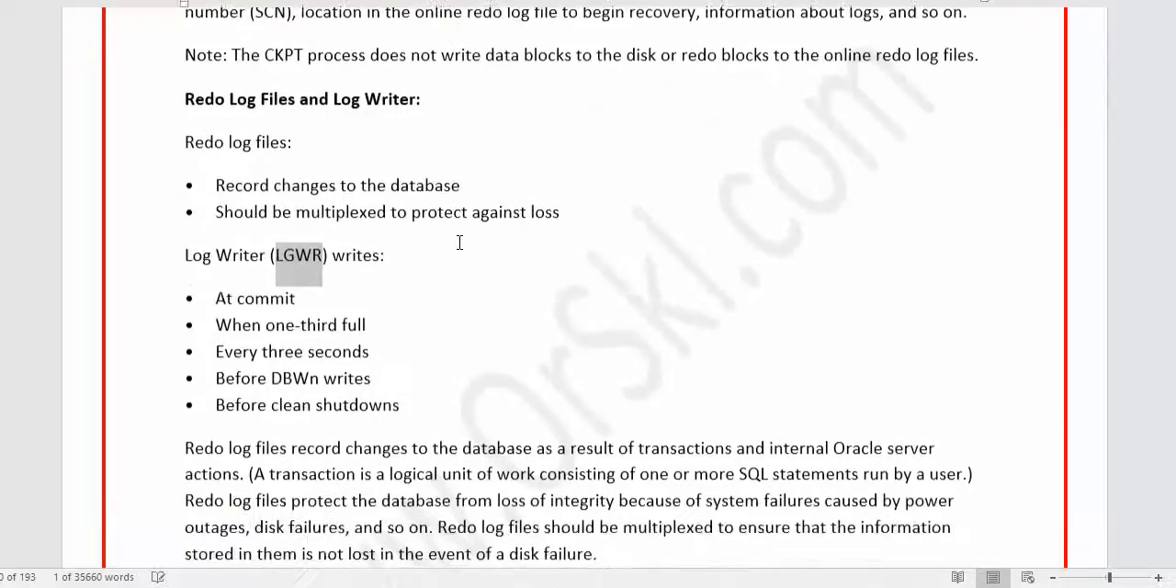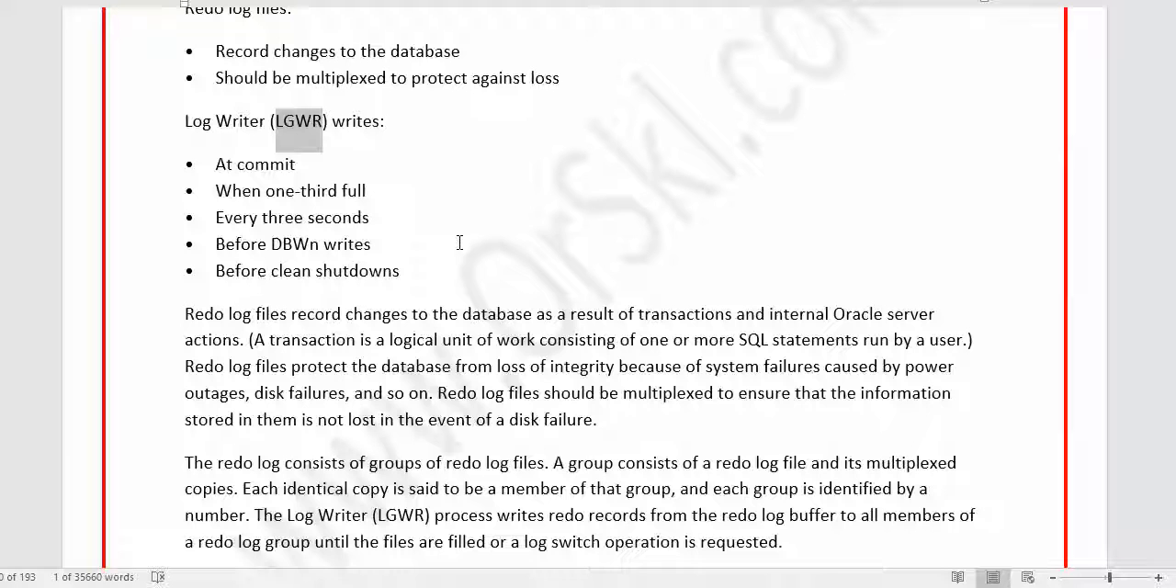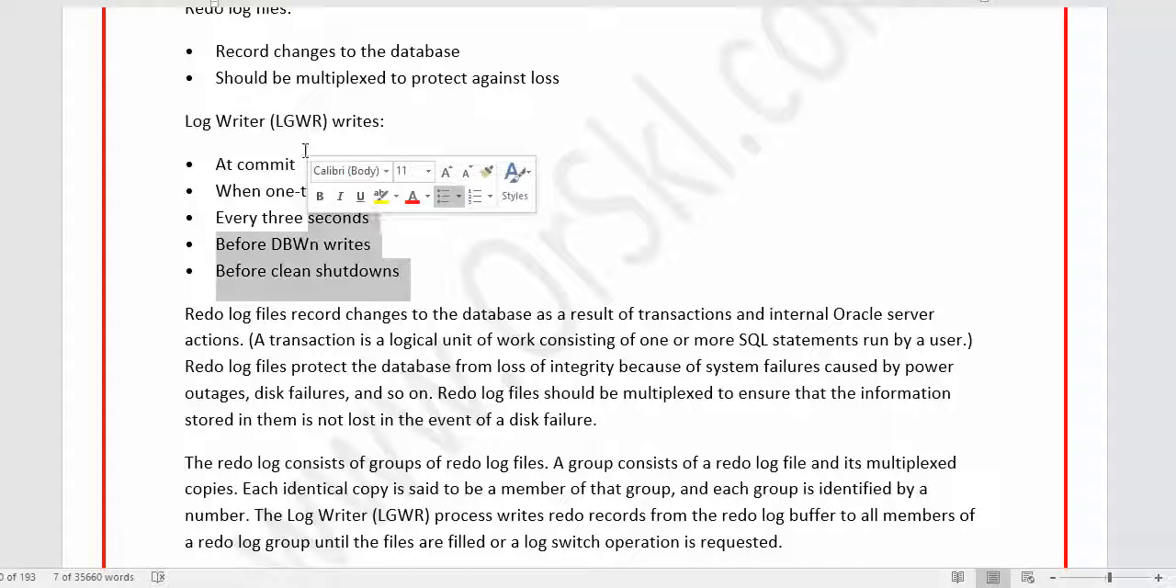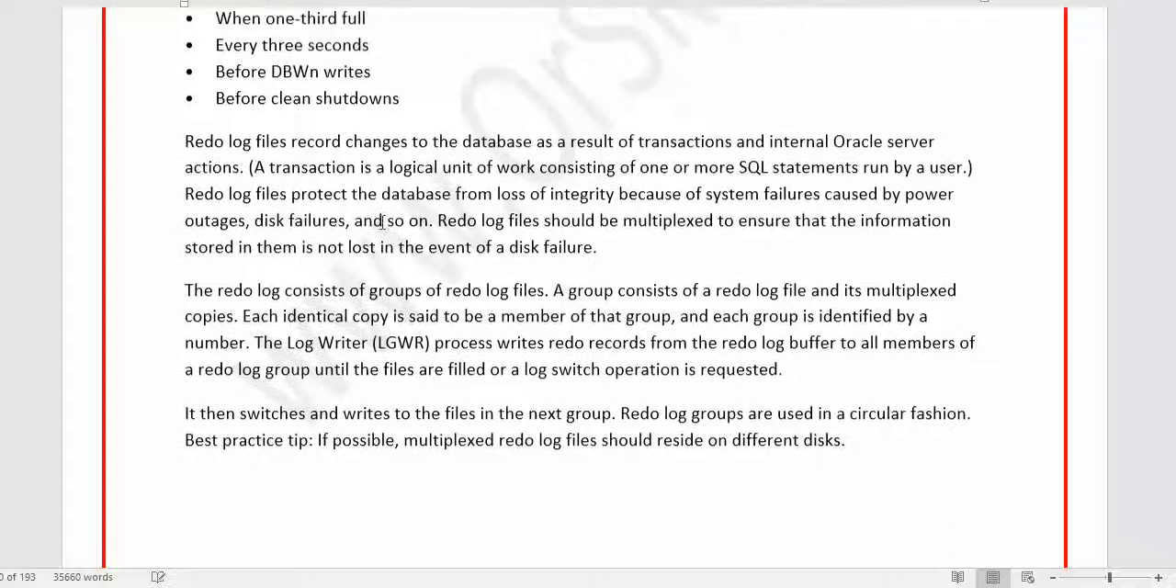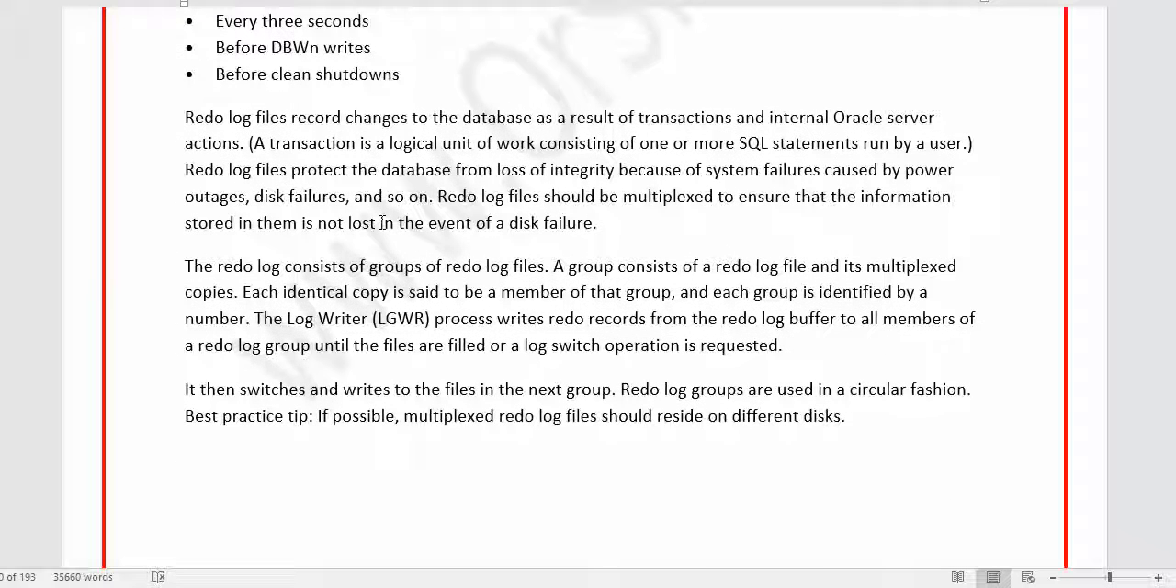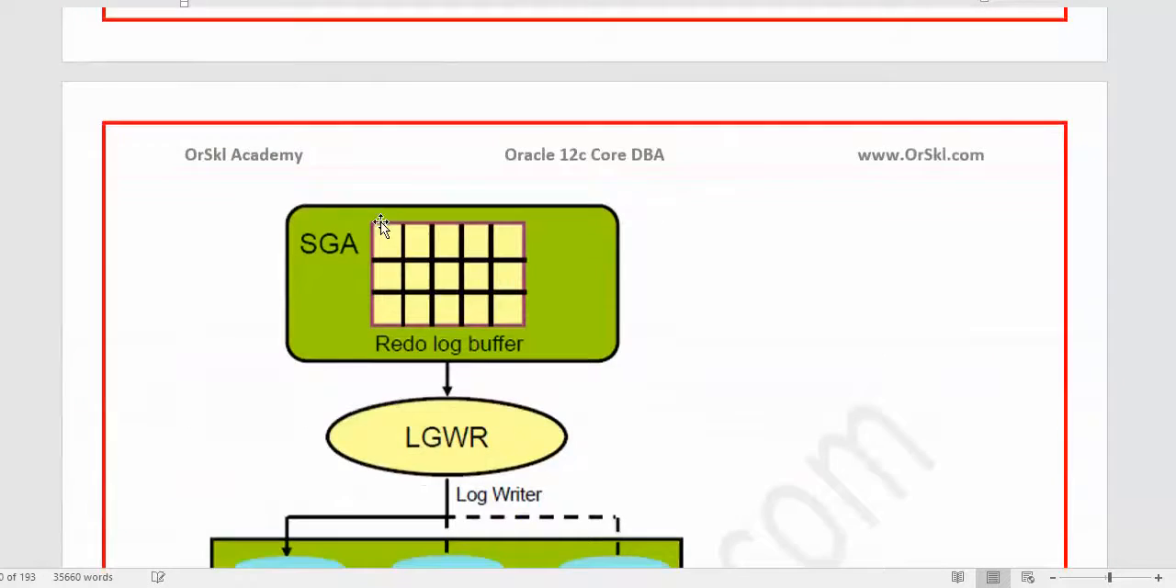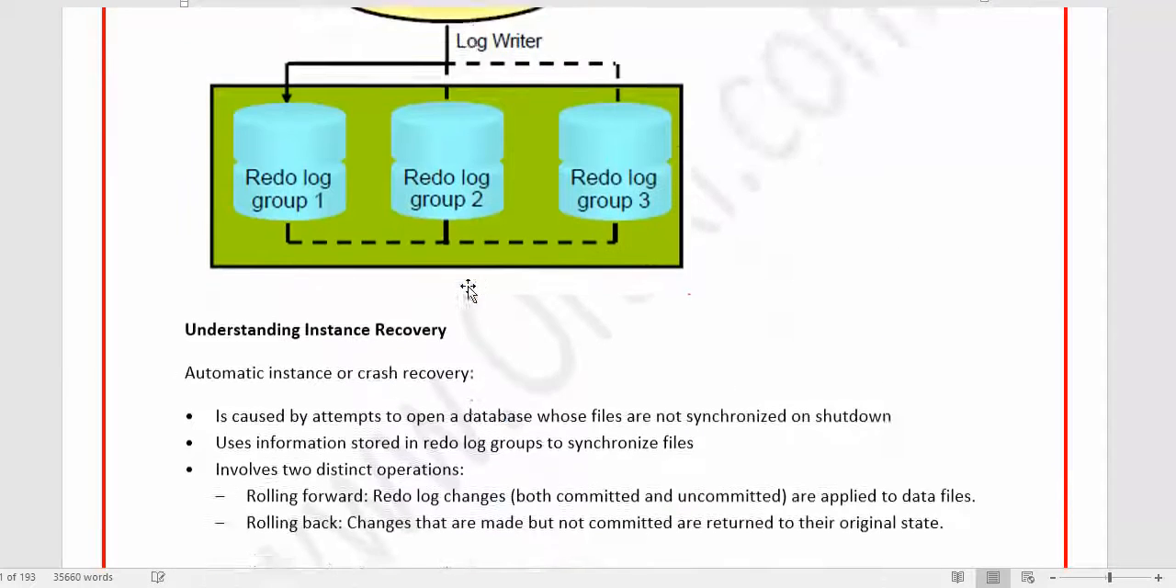Okay, so let me explain this. As I told you, log writer is something that will redo the same job which was done before the instance crash, only for the transactions which are not yet saved in the disk. At commit, DB writer, before clean shutdowns, all of them, will write the dirty buffers from the buffer cache into your disk. That's the job of the writer, you know that anyway.